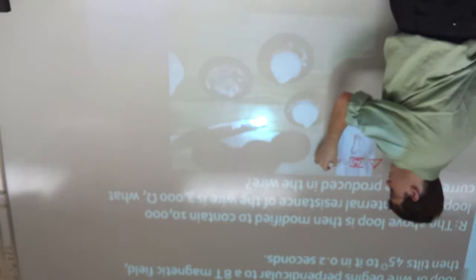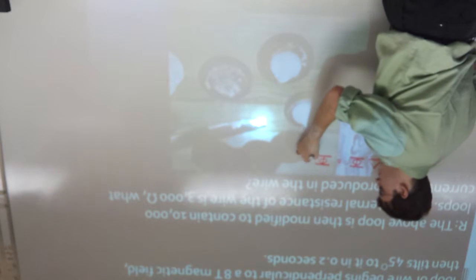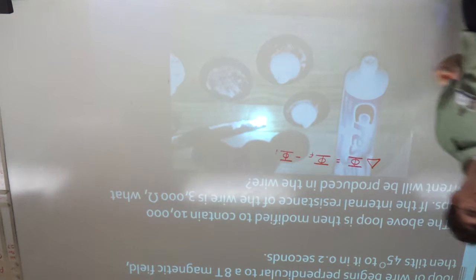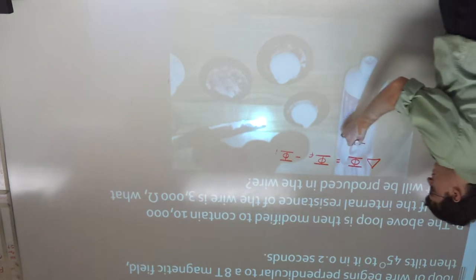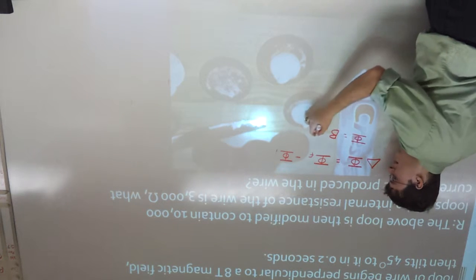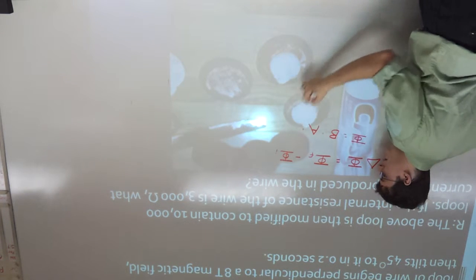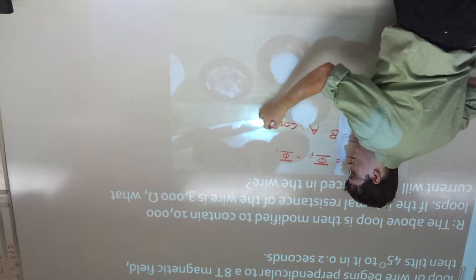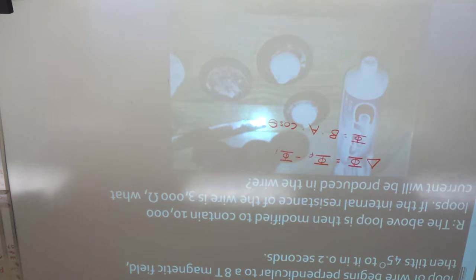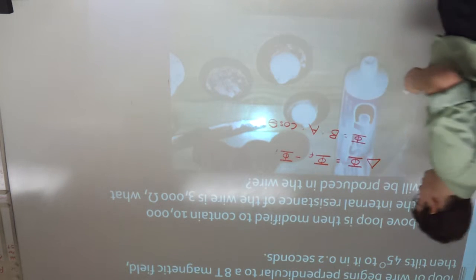Remember, anytime you have a change in, you can rewrite it as final minus initial. So, flux final minus flux initial. So let's calculate each of these. Flux, in general terms, is B times area times cosine of the angle between them.